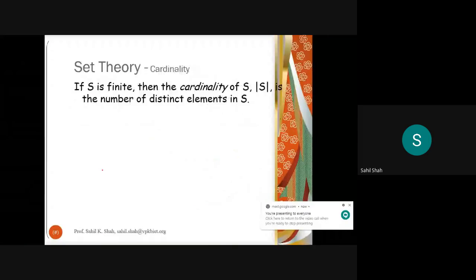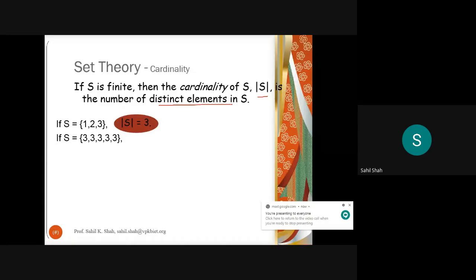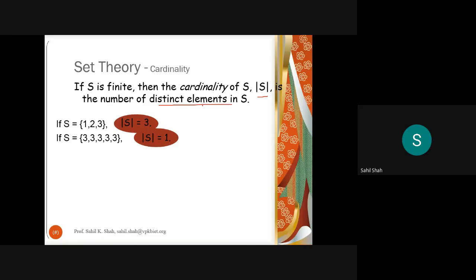Moving further. If we are having S as a finite set, then the cardinality of S is the number of distinct elements in S. You can observe the example in front of you: 1, 2, 3. I am having cardinality of S as 3. If S is defined as all threes, what will be the cardinality? Only one, because we have to count distinct elements in the given set. If S is the empty set, what will be its cardinality? It will be 0.